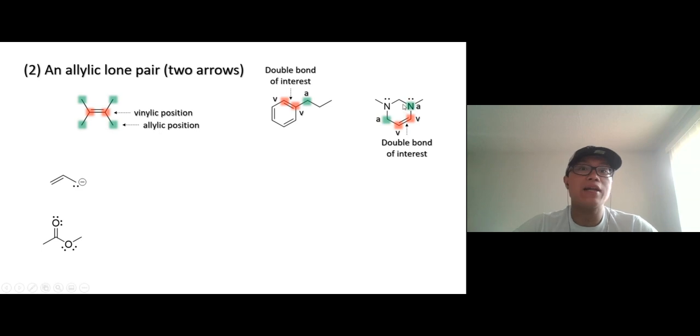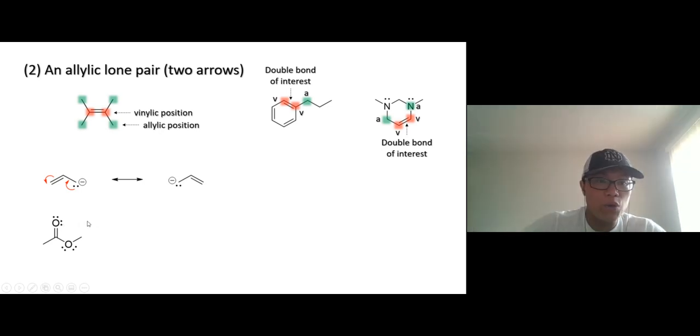Allylic lone pair is delocalized. If you remember, we talked about this a couple of videos before: a lone pair next to a double bond is delocalized. Same thing. The technical term for a lone pair next to a double bond is allylic lone pair. If you see an allylic lone pair, you will use 2 arrows to draw a resonance structure like that.